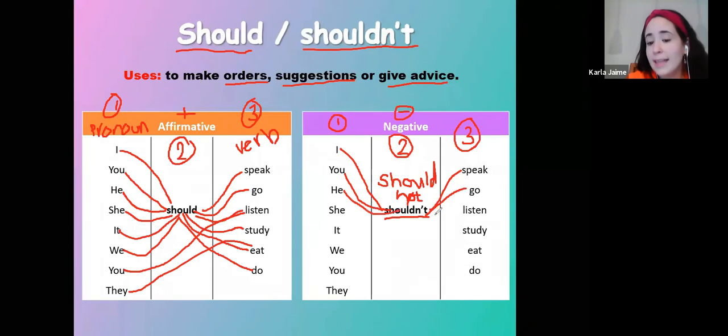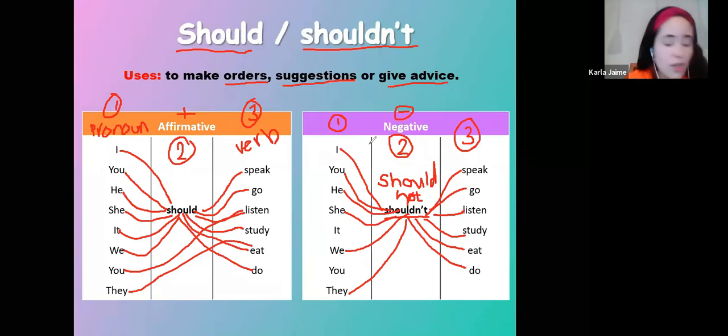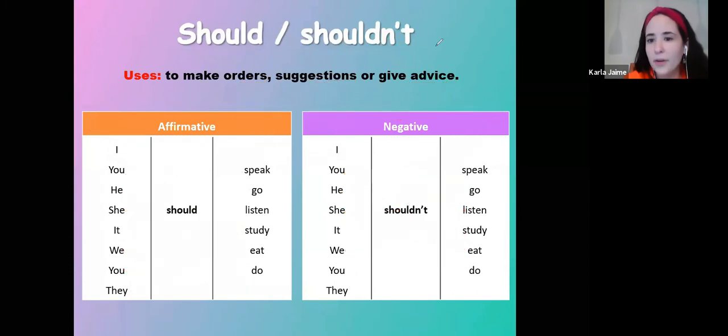He shouldn't listen to, I don't know, rock videos, for example. She shouldn't study something that she doesn't like. We shouldn't eat too much ice cream, because if you eat a lot of ice cream, then your stomach can hurt, right? And then we have they shouldn't do something bad, okay? They shouldn't do something bad. So these are the affirmative and the negative way. Now let's go ahead and see the interrogative way, okay?